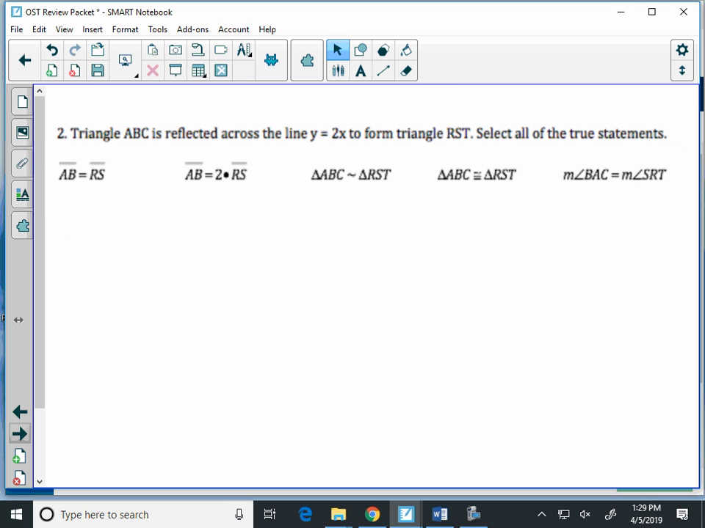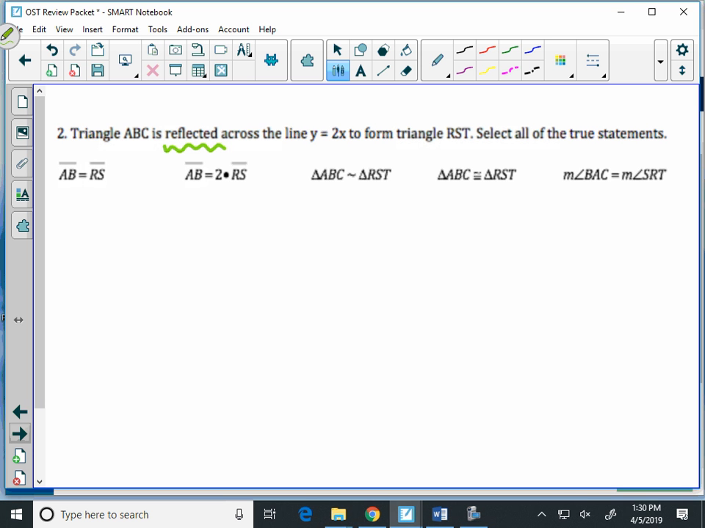Let's take a look at number 2. It says triangle ABC is reflected across the line y equals 2x to form triangle RST. Select all the true statements. Okay. Well, the only transformation we did was a reflection. All we're doing is taking the original triangle ABC and flipping it over the line y equals 2x to get triangle RST. We just flipped it.